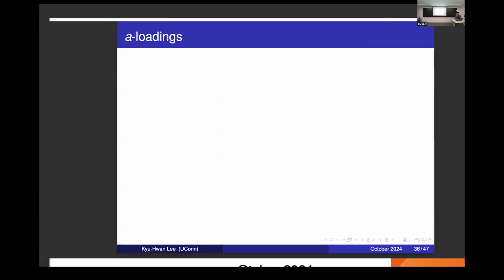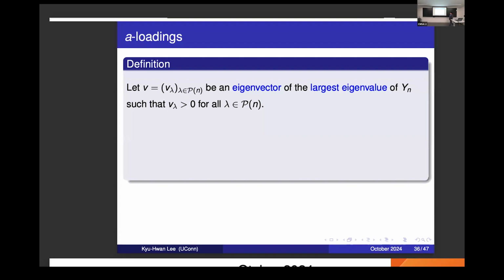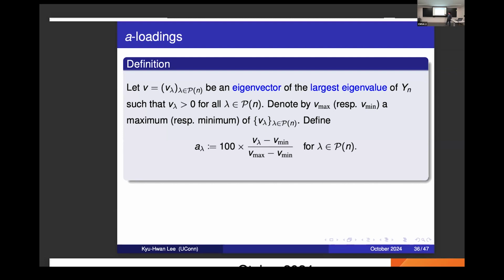Okay, and now the definition of A-loadings. Again, this is motivated by the definition of the principal direction. Let V be an eigenvector of the largest eigenvalue of Yn. We may take an eigenvector whose coordinates are as positive as possible. We denote by Vmax the largest coordinate and Vmin the smallest coordinate, and make some normalization. This is just normalization because usually the numbers are not very pretty or the ranges are not very good. So Vmax will become 100, and Vmin will become 0. And the value A lambda under this normalization is called the A-loading of a partition.